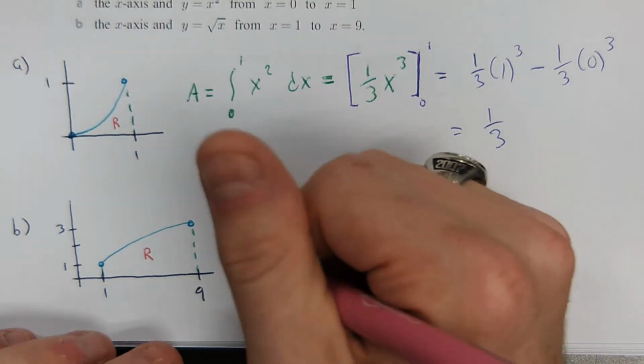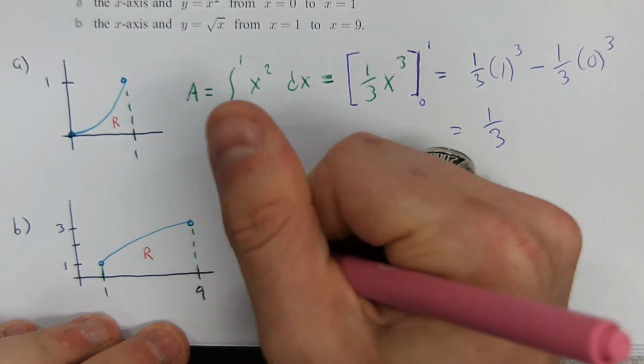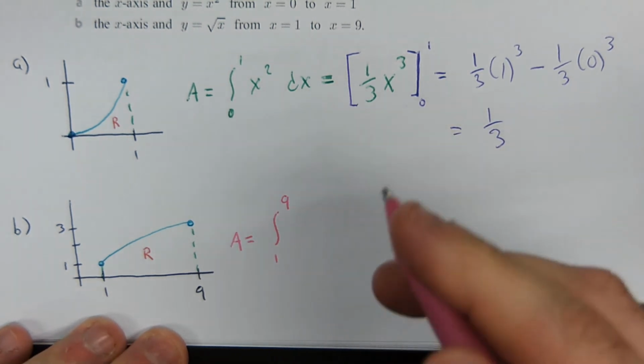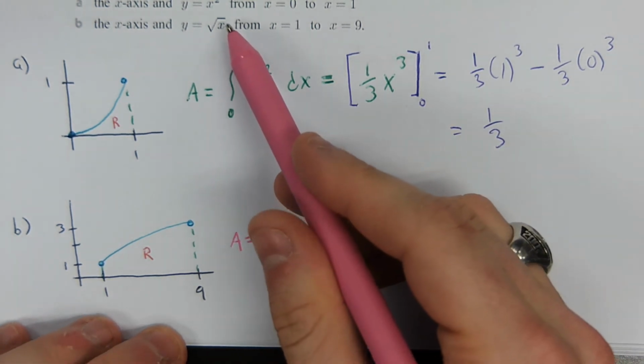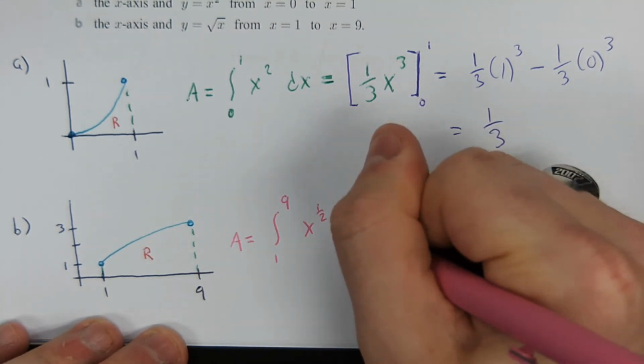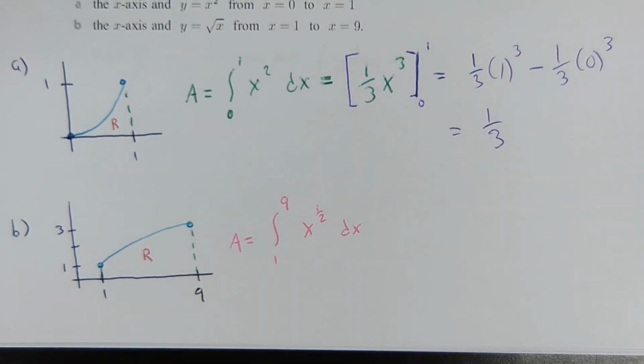This area is the integral from 1 to 9 of, you know what, I'm not going to say the square root of x. I'm going to say x to the 1/2 power. Because that'll be a lot easier to use the whole bump the exponent up by 1 with the reciprocal trick. That'll make life a lot easier.